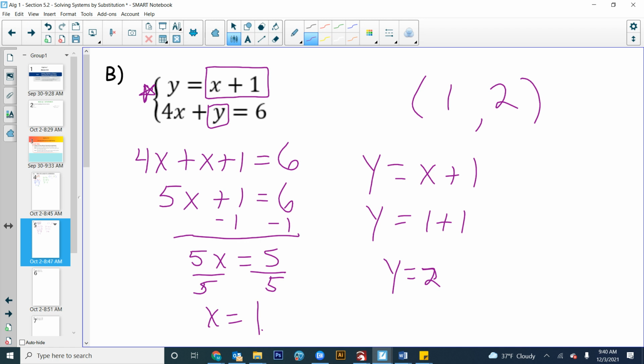Some of you guys would grab a calculator. I can't do it on a calculator. All right, answer is 1, 2.